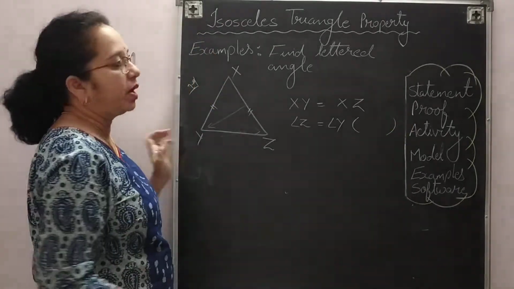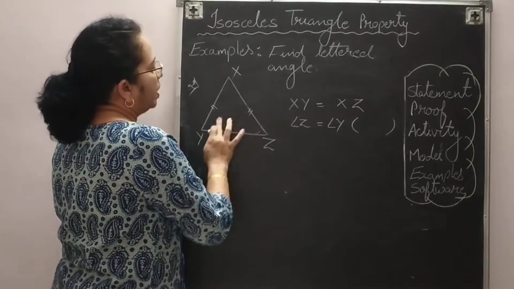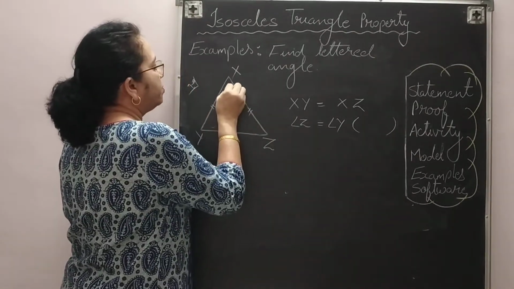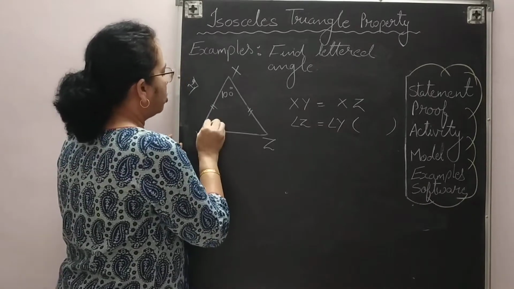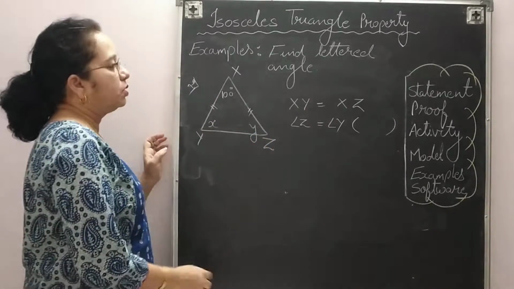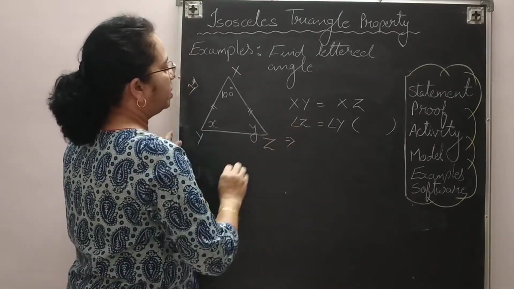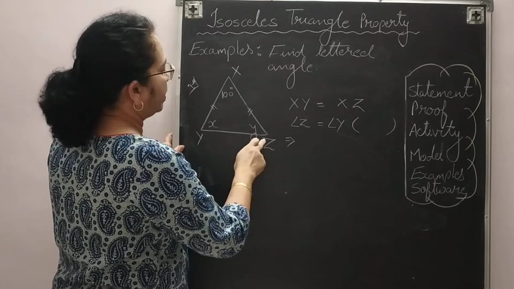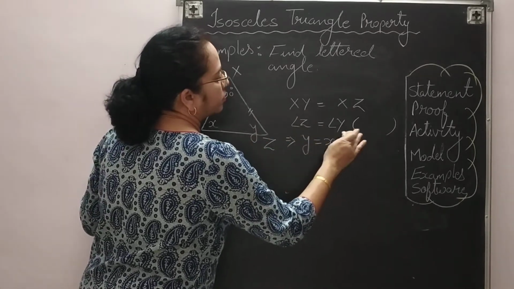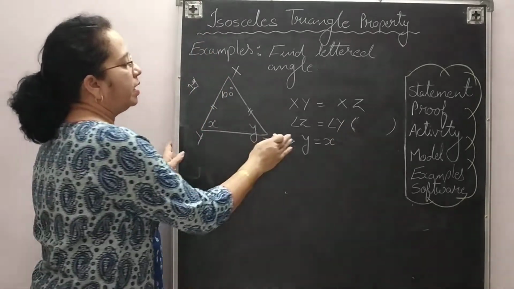So what is the reason? By isosceles triangle property. Okay. Now here which angle is given? This vertical angle is given, 100 degrees, and you are supposed to find X and Y. Okay. So therefore this implies that the value of angle Z is Y. So Y is equal to X. So these two angles are equal.